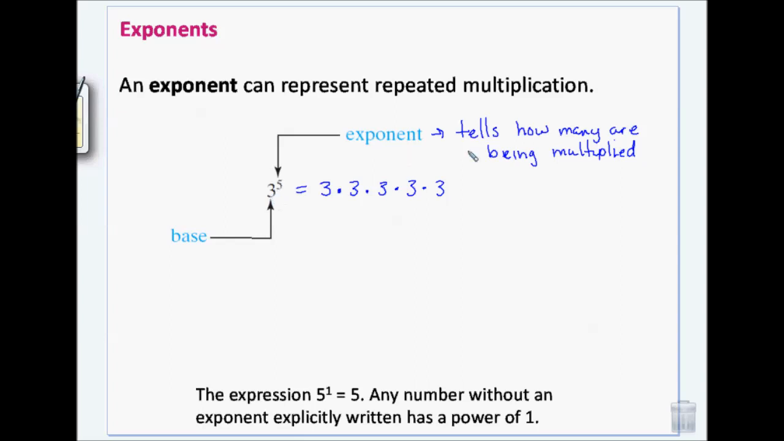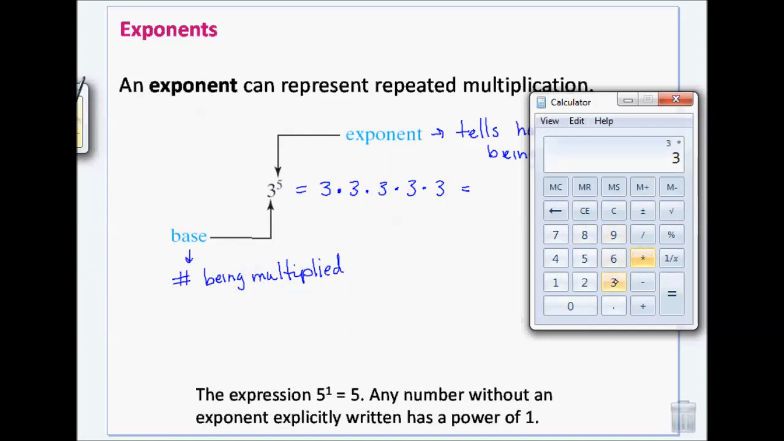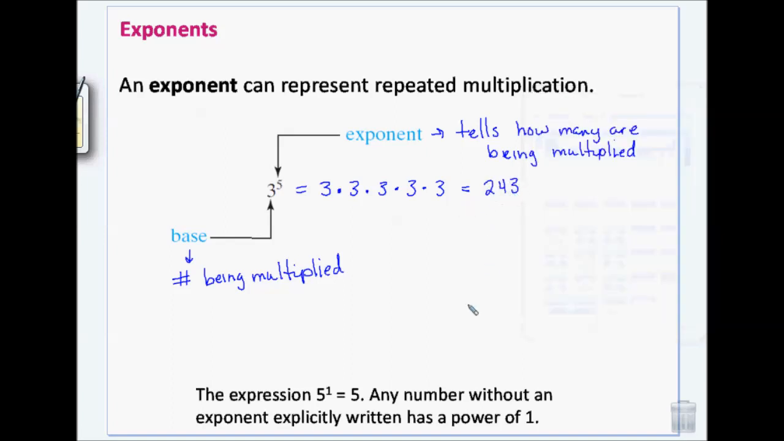Your exponent and your base. Your exponent tells you how many are being multiplied, and the base is the number being multiplied. So 3 to the 5th is 3 times 3 times 3 times 3 times 3. And if we're going to evaluate that, I'm going to do 5 3s to give us 243.